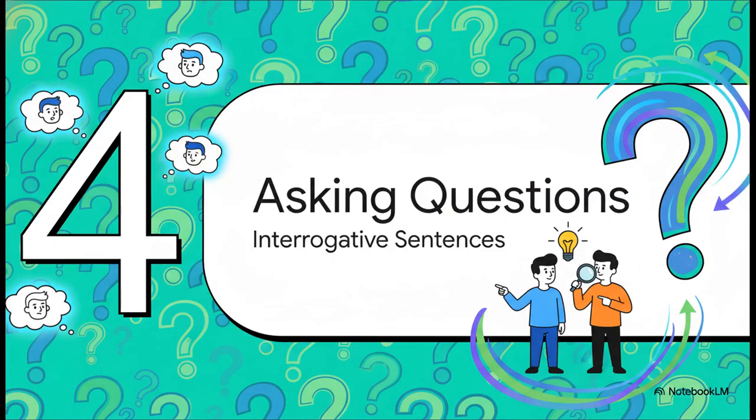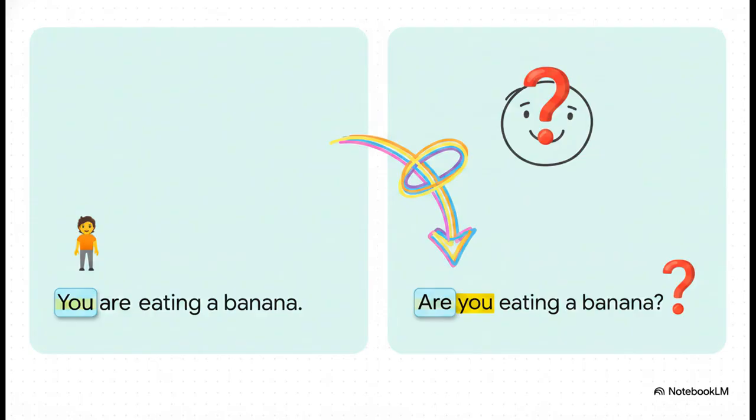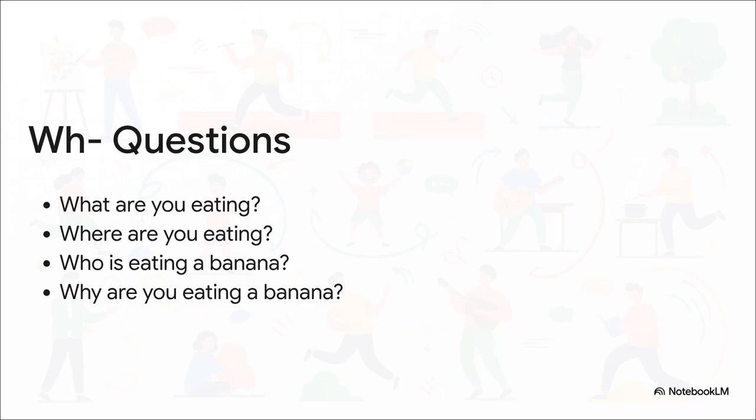All right, Section 4. We know how to state facts, but how do we ask interrogative sentences or questions using this tense? The secret trick here is a simple swap. You just pull the helping verb out from the middle and drag it all the way to the very front of the sentence. You are eating instantly becomes are you eating? Just swapping those two words turns a statement into a question. Super easy, right?